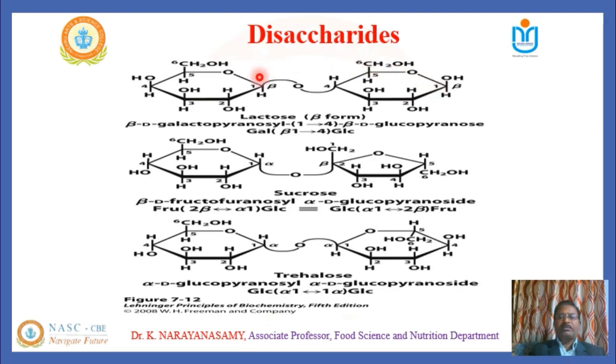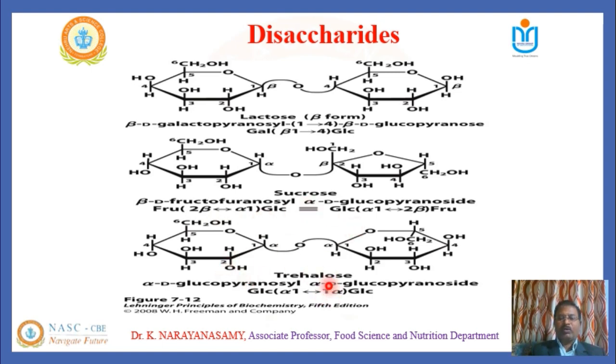Coming to disaccharides, lactose is a disaccharide with a glycosidic linkage, beta D galactopyranosyl 1,4 linkage, carbon 1 to 4 linkage, with beta D glucopyranose. So this is called galactose. And this is sucrose. This is the linkage between glucose and fructose, that is beta D fructofuranosyl alpha D glucopyranoside.